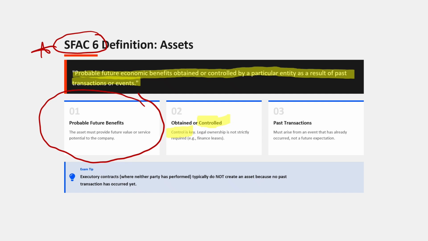The third thing is that it must result from a past transaction or event. This is the one they like to trick you on. So let's talk about executory contracts. Those are contracts where neither party has performed. Because no past transaction has occurred yet, this is not considered an asset.